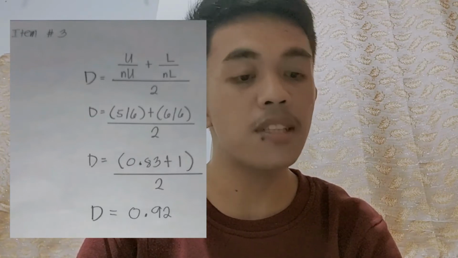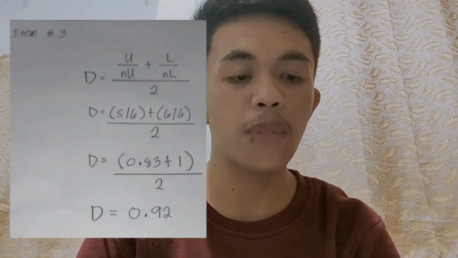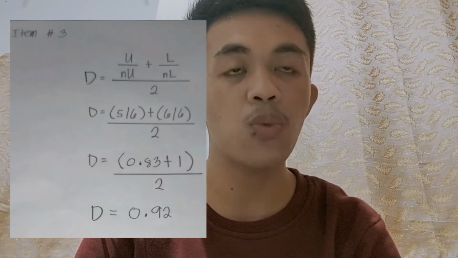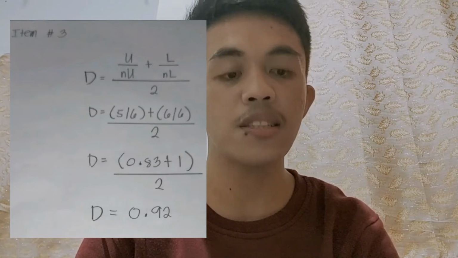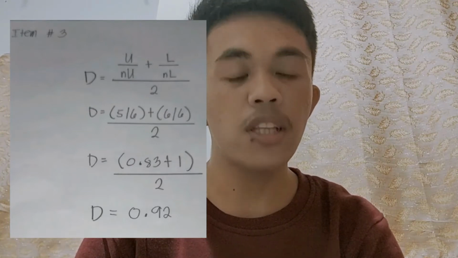6 divided by 6 is 1. So 0.83 plus 1 over 2. So your total of D is 0.92. So that is your answer, 0.92.